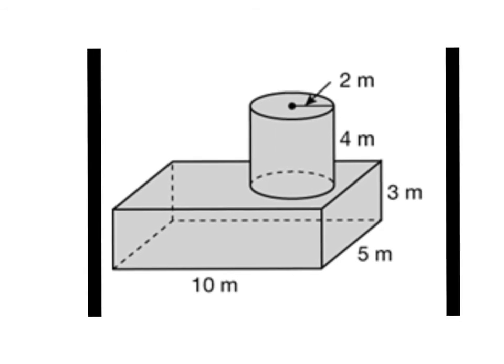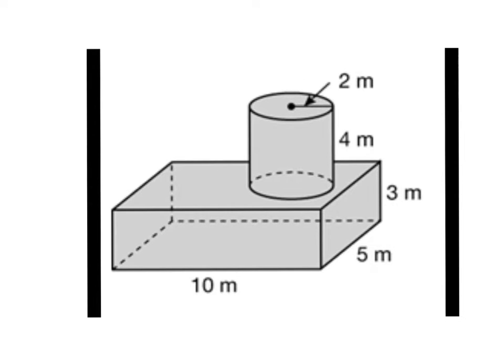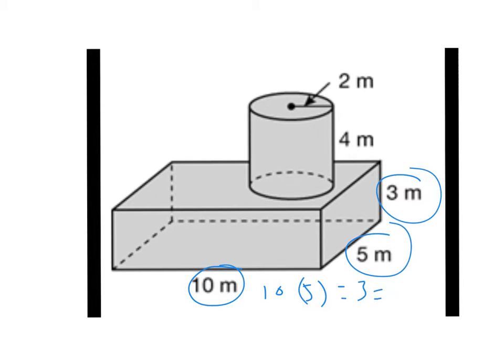Alright, the third one, we have a rectangular prism and a cylinder. This looks like fun. So let's find the volume of the rectangular prism. We're going to use 10, 5, and 3. So 10 times 5 times 3. I don't know what I just did there. I put an equal sign. And now we're going to gamble that I can find the eraser again. Alright. So let's try again. 10 times 5 times 3 is 150. So that is the volume of the rectangular prism.